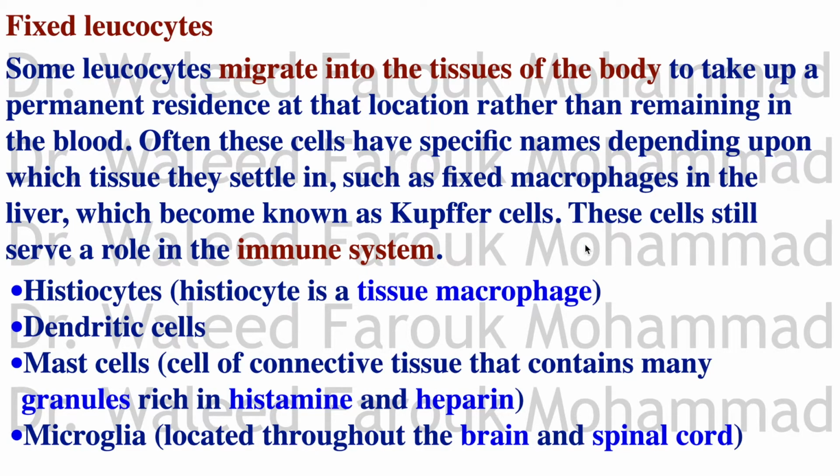The last type is fixed leukocytes. These are leukocytes that migrated into tissues and permanently resided there. We have an example as the Kupffer cells in the liver. They have a role in the immune system, like the histiocytes. The histiocyte is a tissue macrophage. Dendritic cells, we talked about dendritic cells before. Mast cells are cells in the connective tissue that contain many granules rich in histamine and heparin.